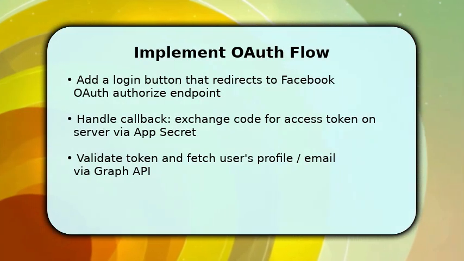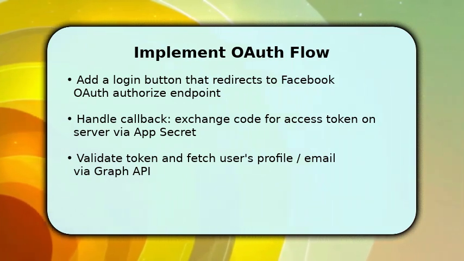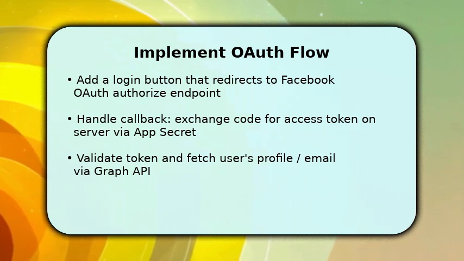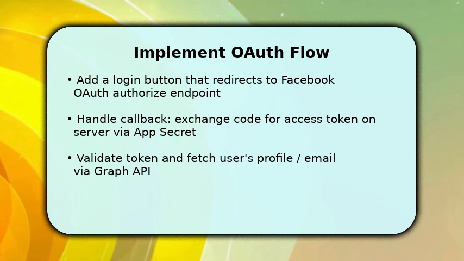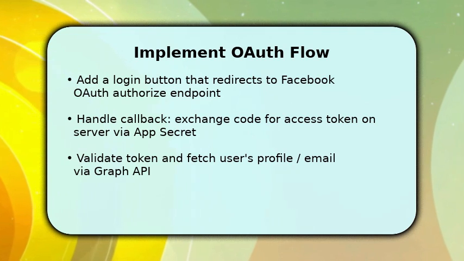Next, implement the OAuth authorization flow. Wire a login button to redirect the user to Facebook's authorized endpoint with your app ID, scopes, and redirect URI. After the user approves, Facebook returns a code to your callback. Your server exchanges that code for an access token using the app secret.